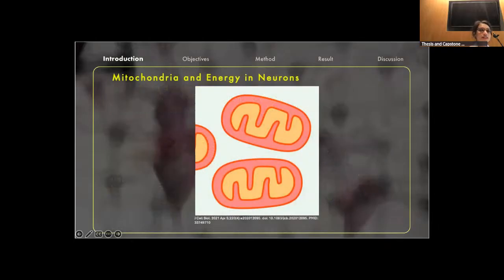Energy in neurons, as in most cells, is produced within organelles called mitochondria. They have a folded inner membrane, or cristae, seen here, surrounded by an outer membrane.